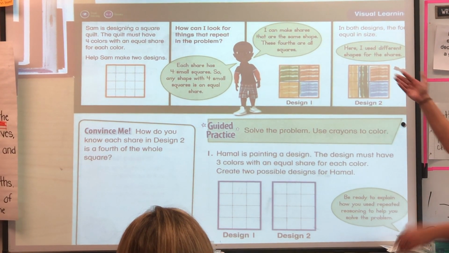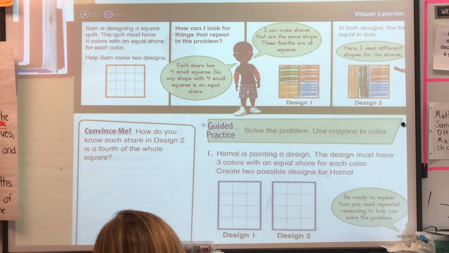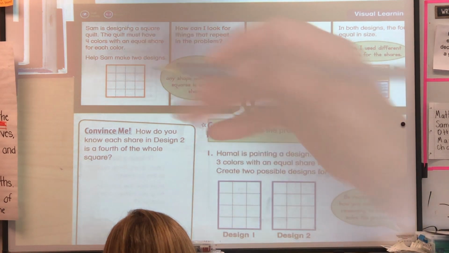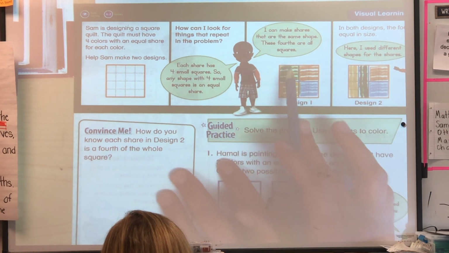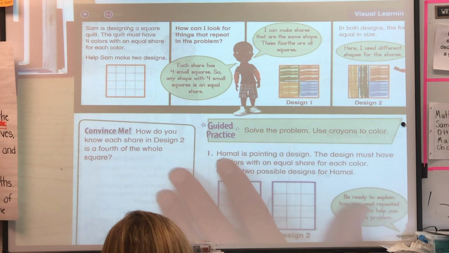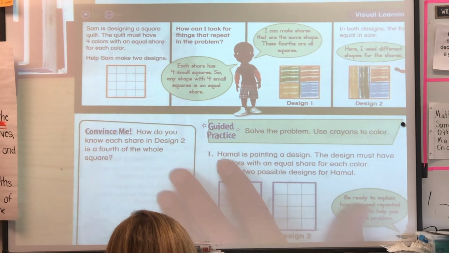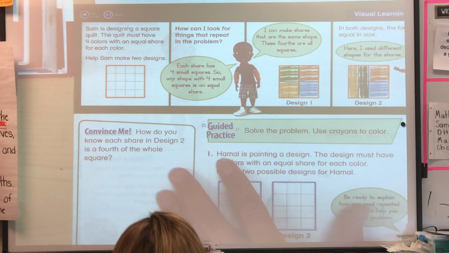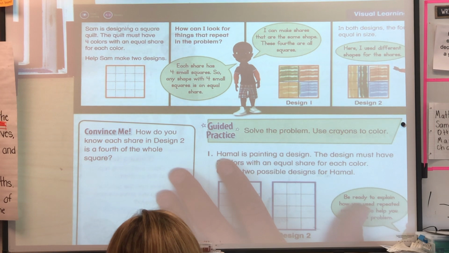So we've got Sam. Sam is designing a square quilt. The quilt must have 4 colors with an equal share for the colors. So we want to look, and we talked yesterday about how many ways we can divide a square. Well, in one way, you've got this guy over here. He can design it making 4 equal blocks. This guy over here, you have 4, 4, 4, and 4. Do they all have 4 squares? Yes. So it's all equal.